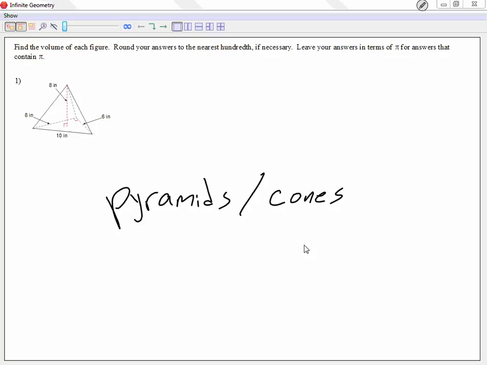We're just going to add the formula for the volume of pyramids and cones. Like yesterday, we talked about the volume of prisms and cylinders. So now for today, we're going to go volume, and then we have to come up with the formula. Yesterday we had prisms and cylinders.